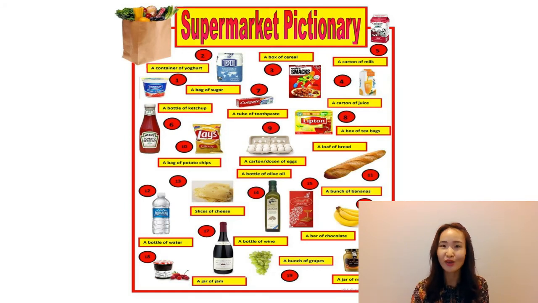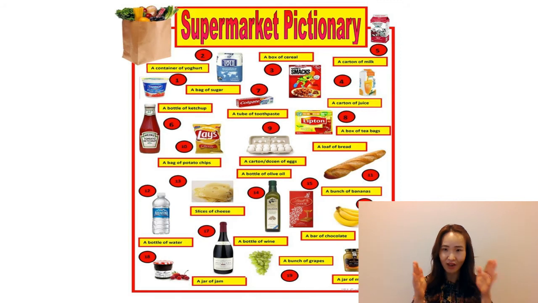So when you buy yogurt, we usually say a container of yogurt. When you buy sugar in a bag, you say, I need a bag of sugar. When you buy ketchup, a bottle of ketchup. And when you buy chips, chips are in a bag. So we usually say a bag of potato chips.